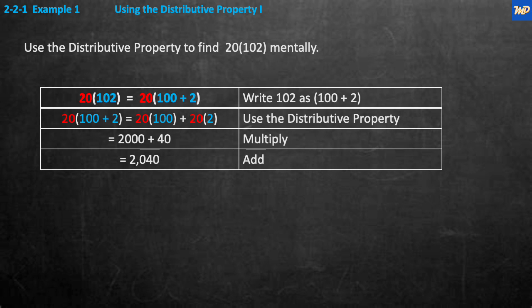It's just 102, or we can add the 2 together, the same way as we were doing in the previous example. So we're going to write 102 as 100 plus 2. Then 20 times 100 plus 20 times 2, using the distributive property. 20 times 100 is 2,000, and 20 times 2 is 40. We add them together and we get 2,040.